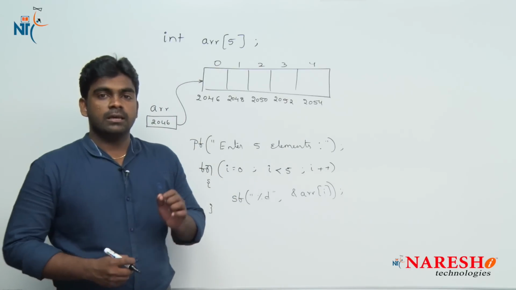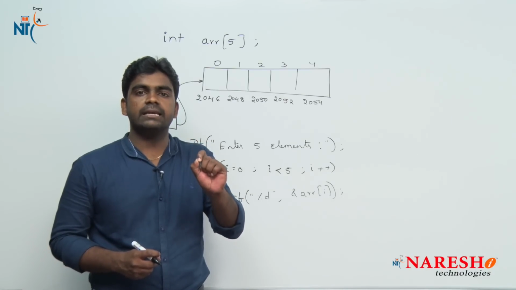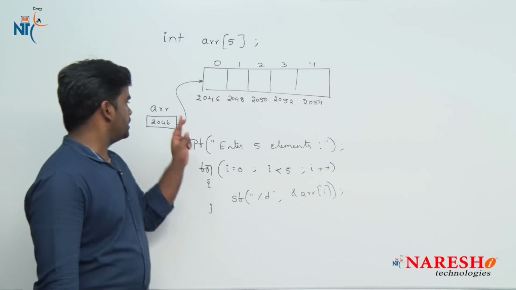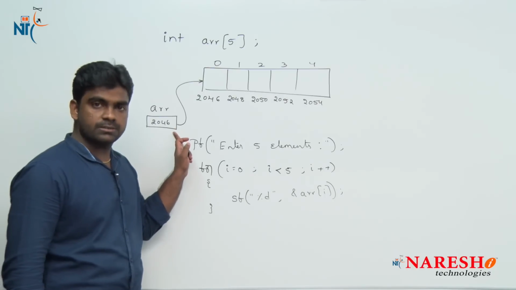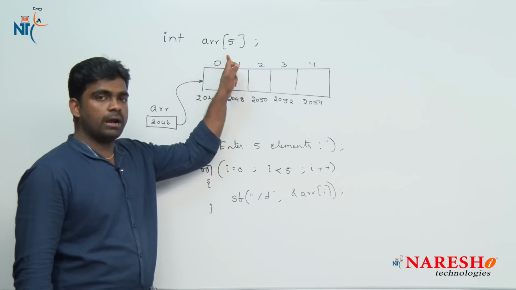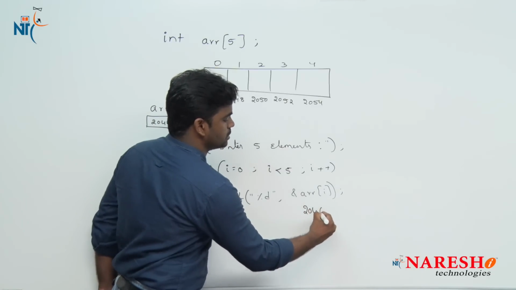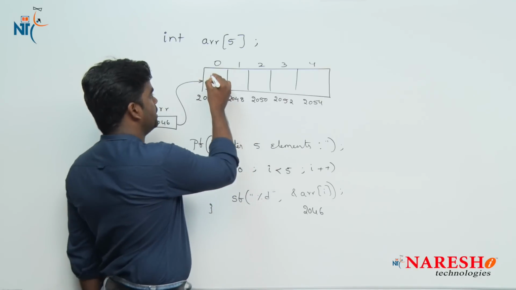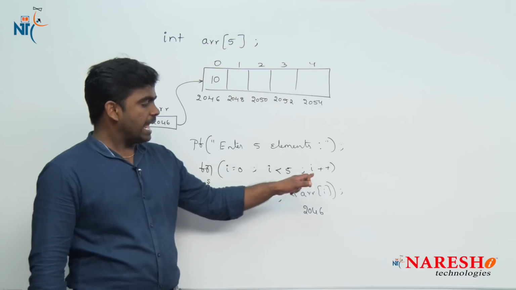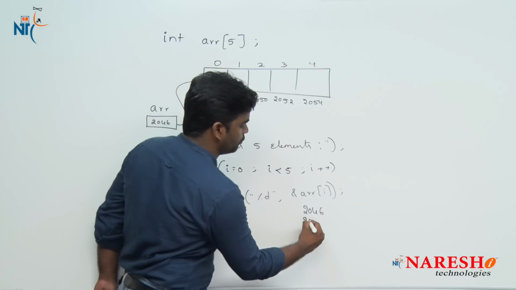So to read the element, we specify the location address very clearly. Here, address of arr of i means: arr is 2046, so address of arr of 0 is 2046, the first address. If you read one element, suppose the element is 10, it will go and be stored here. In the next iteration, i becomes 1, and the address of arr of 1 is 2048.